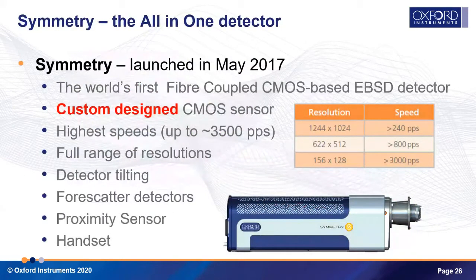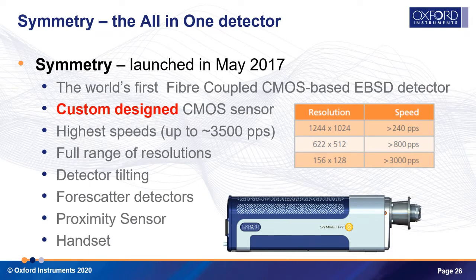Well, let's have a little look at the detector itself. We have this new detector which we have called Symmetry. It doesn't actually detect the symmetry of the crystal itself. It's just a name. We've had this since May 2017, and it's the world's first CMOS-based EBSD detector which doesn't have a lens in it. It's fiber optically coupled. And this we'll see later is an extremely important aspect, that we get a far more sensitive detector by getting rid of the lens.